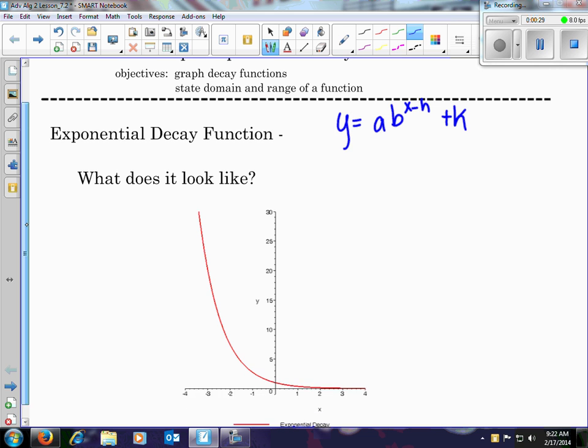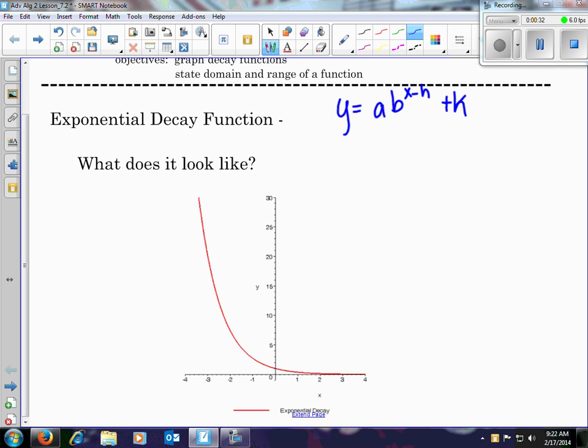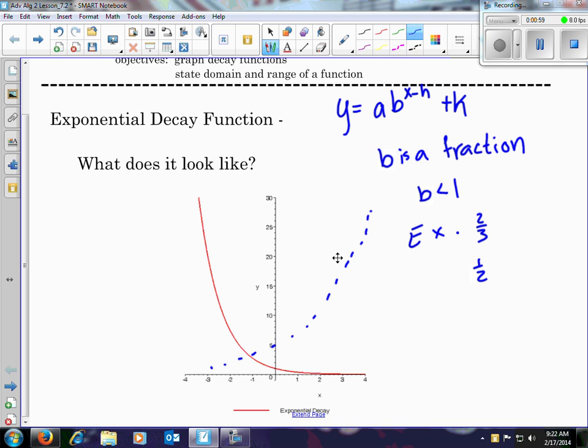Now, the only thing different about the decay function is that b is going to be a fraction. So b is a fraction, which means that b is going to be less than 1, for example, something like 2/3 or 1/2. Our decay function is going to look like this. Our asymptote is still going to be at 0, but the difference is that before, our exponential growth function went this way. Now our decay functions are going to go this direction, with our arrow going towards the positive direction.